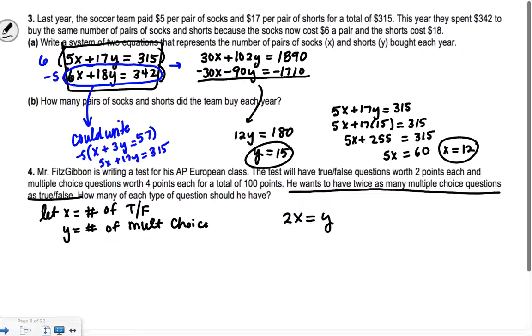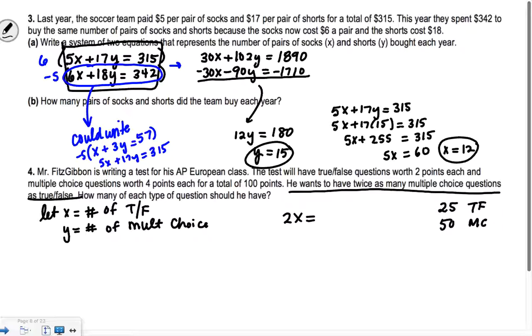So I don't think it is, guys, right? So let's look at it. I think so. I think it's 2x equals y. Am I right? Am I crazy? Okay. All right, let me explain. So twice as many multiple choice questions as true-false. So let's say he has 25 true-false. If he wants to have twice as many multiple choice questions, how much will he have? 50 multiple choice, right? Yeah, I know, but you flipped it. Yeah, you flipped it. What did I say?